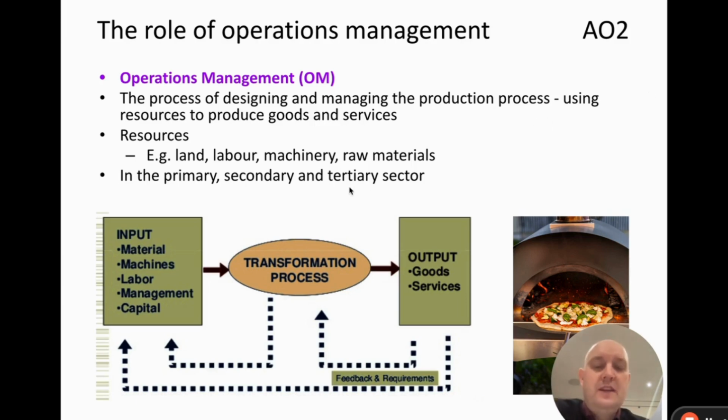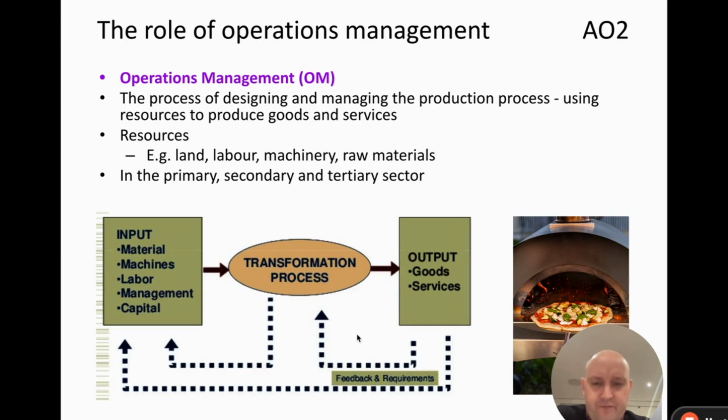And these days, we also need to include the tertiary sector. When I did business studies back in the 90s, it was very much focused on the primary and secondary sectors. But now with the tertiary sector becoming a lot bigger, we need to look at the production of services as well. So to give an example, this is a production process for a pizza company.